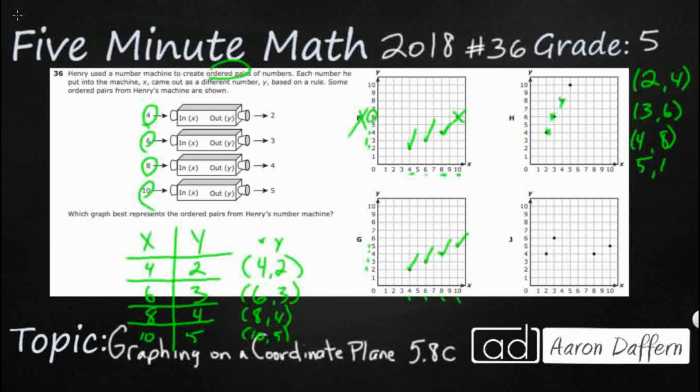So hopefully you notice, look what they did on H. They just took the x and the y coordinates and they reversed them. So 4, 2 turns into 2, 4. 6, 3 equals 3, 6, and so on.